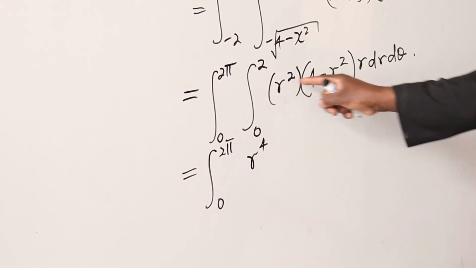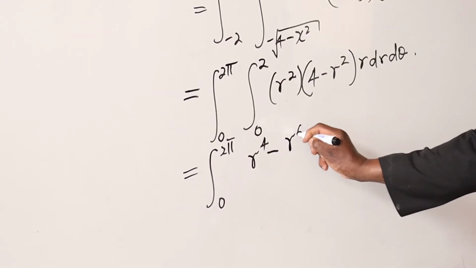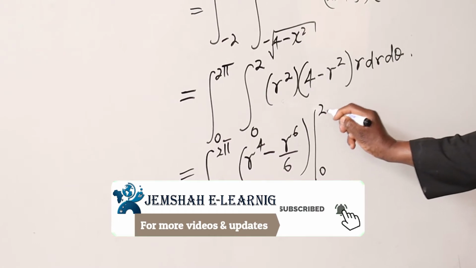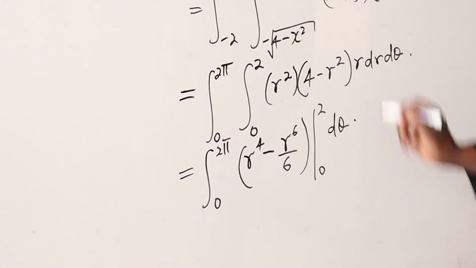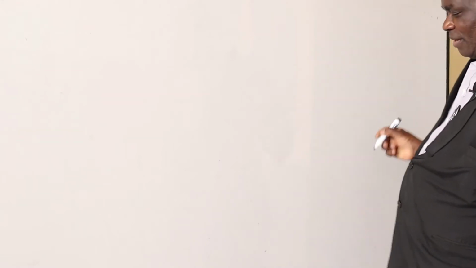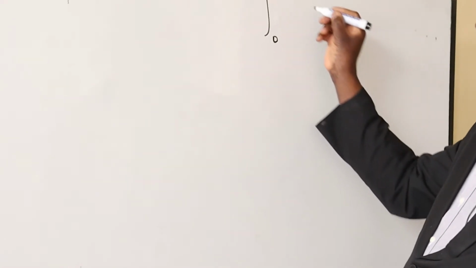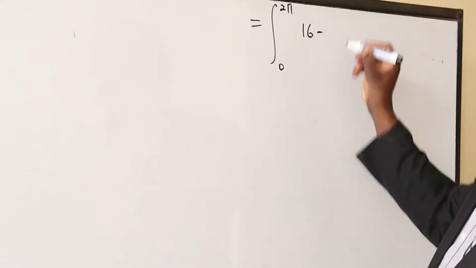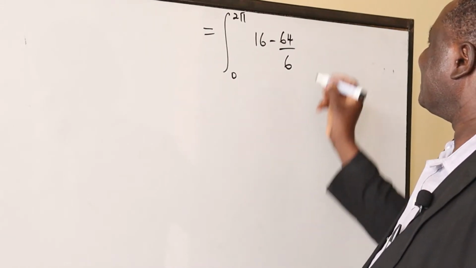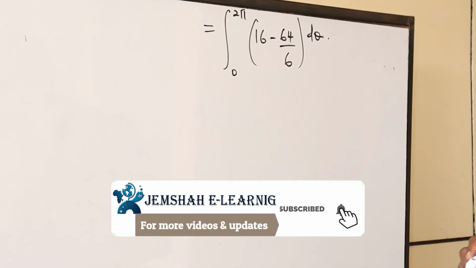Next we have this r squared times this, that is r power 5, so we'll be having r power 6 all over 6. Then we input limit 0 to 2, and then we remain with the d theta. So this one will be equal to 0 to 2 pi. When we insert those limits, we get now 16 minus 64 all over 6, then we have here d theta, because the lower limit will bring a 0.